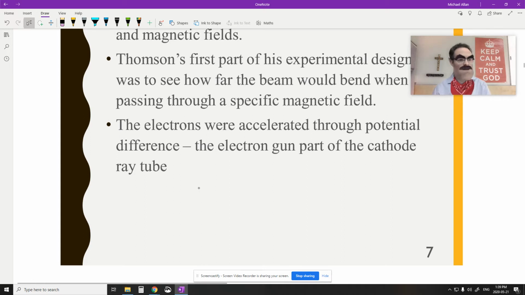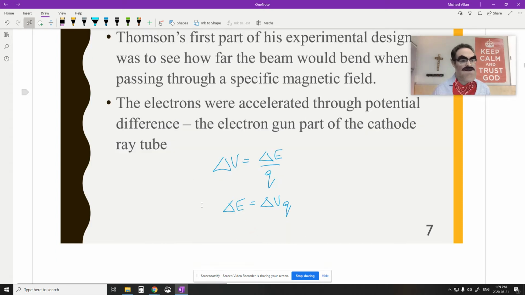Okay, so essentially this is what he did. We might come back to this formula later on. All right, and then I'm just going to rearrange this. Problem is we don't know the Q, so we're just going to ignore that for now. But that's his essential process to accelerate this.